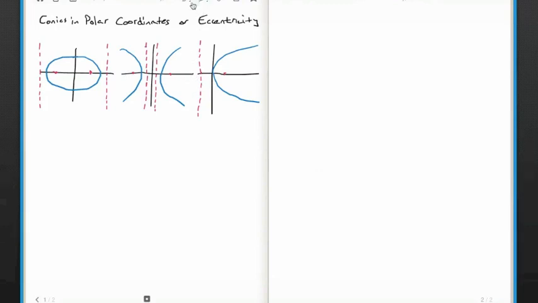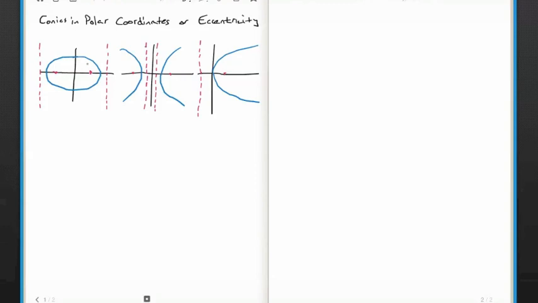But the topic of the day is what in the book says conic sections and polar coordinates. But really, the topic of the day in my mind is eccentricity. So let's look at these three conic sections. Here we have an ellipse. Here we have a hyperbola and a parabola.